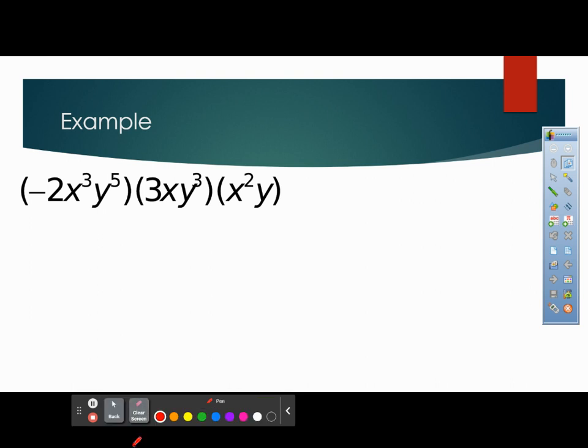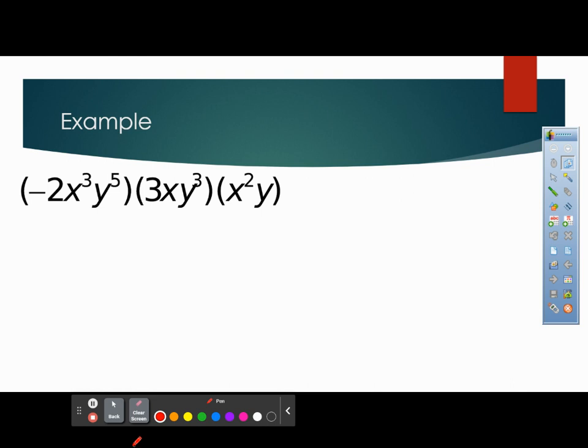All right, let's write this down for number 5. Negative 2 times X to the 3rd times Y to the 5th times 3x Y to the 3rd times X squared Y. Now, people are going to get confused with this one because it has coefficients. You gotta multiply negative 2 times 3.